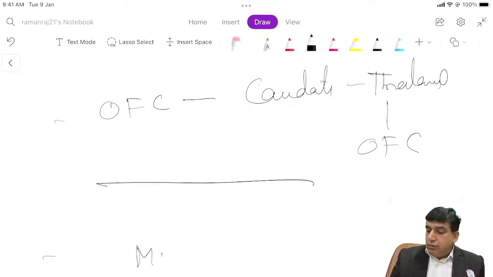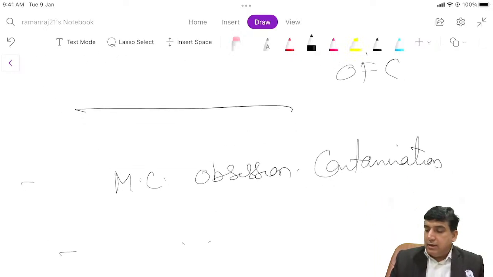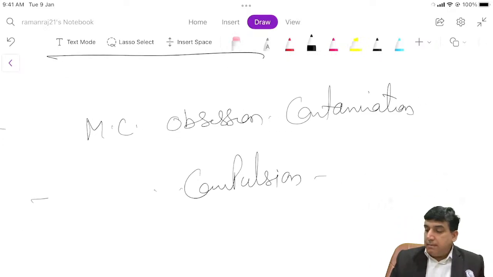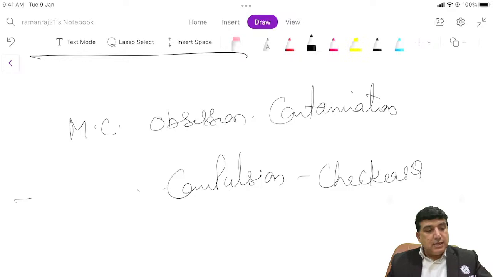In obsession, if they ask you the most common obsession, your answer will be contamination. If they ask you the most common compulsion, OCD is also a very important area. They are targeting it again and again. That's why I'm giving a little detail about the OCD. Most common compulsion, before it was washer, now it's checker. So that you have to remember. Before it was washers, now it says checkers. That new MCQ you have to remember.